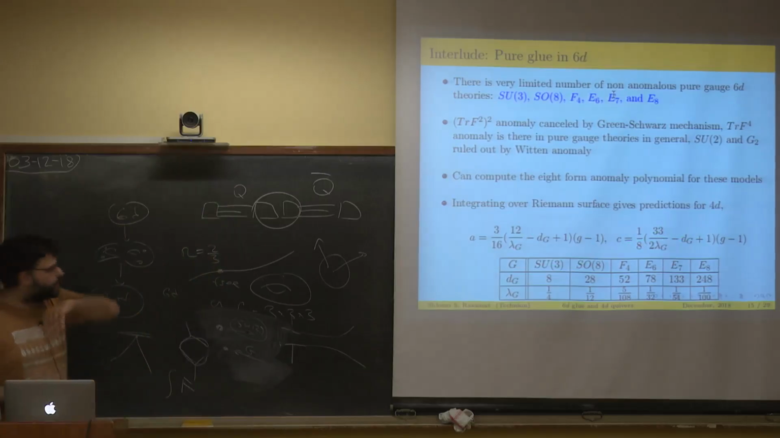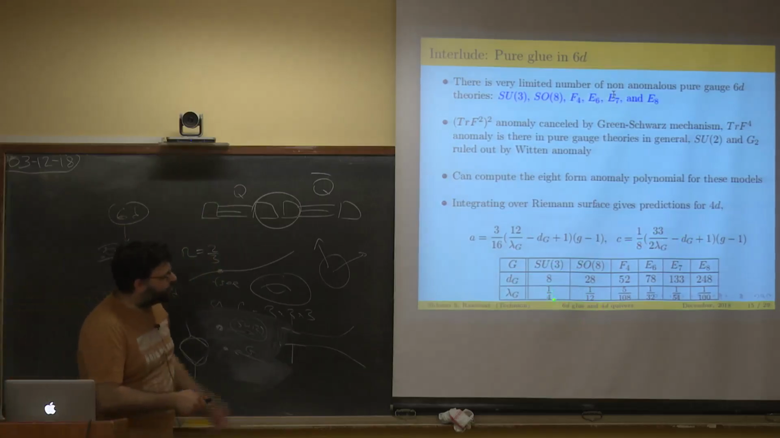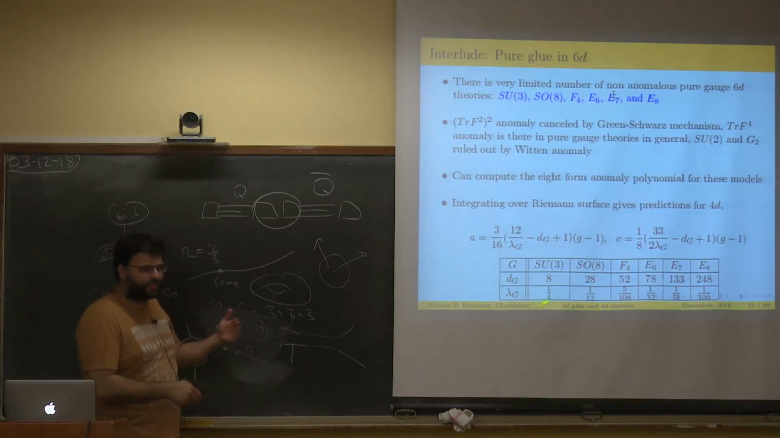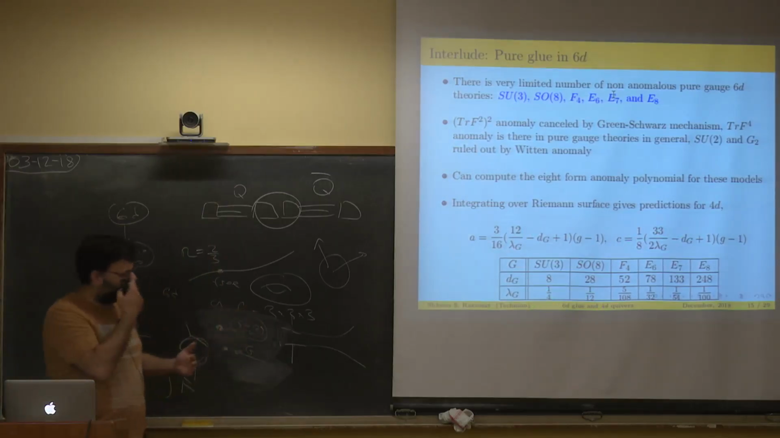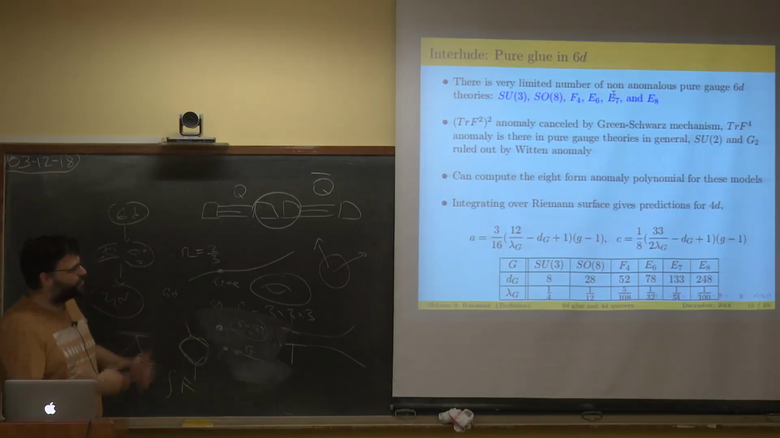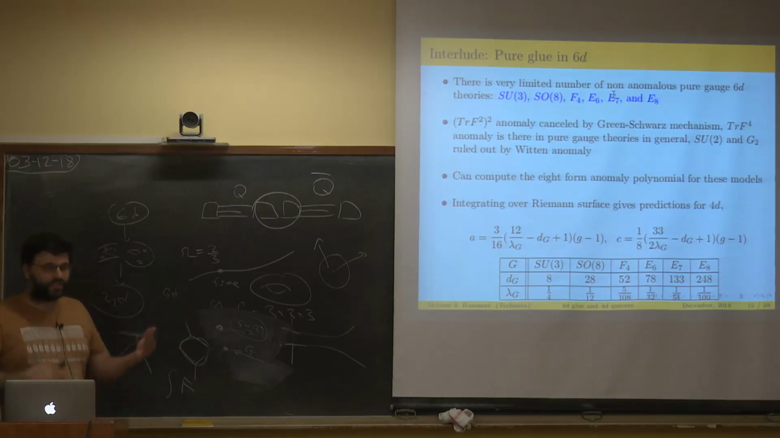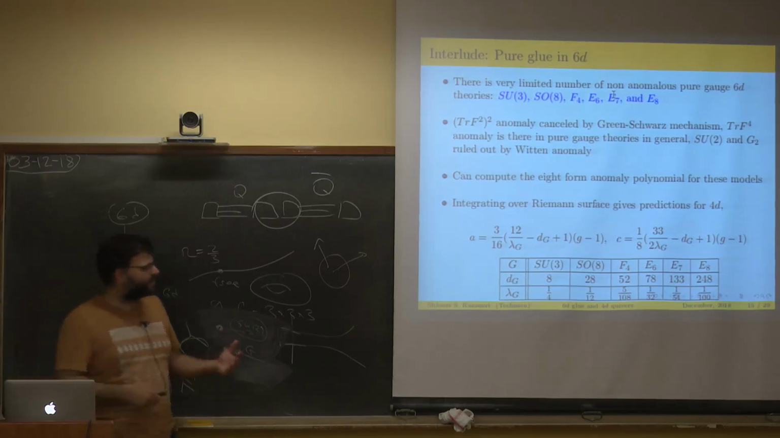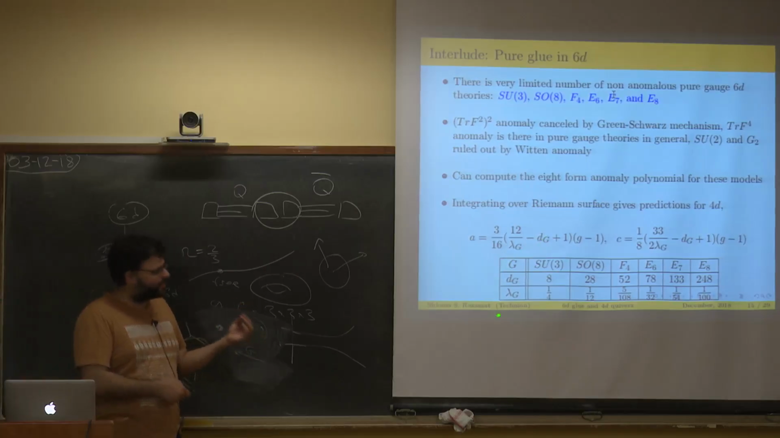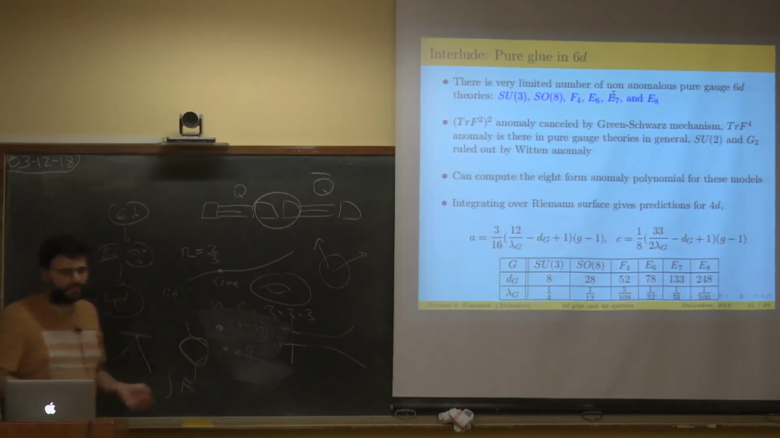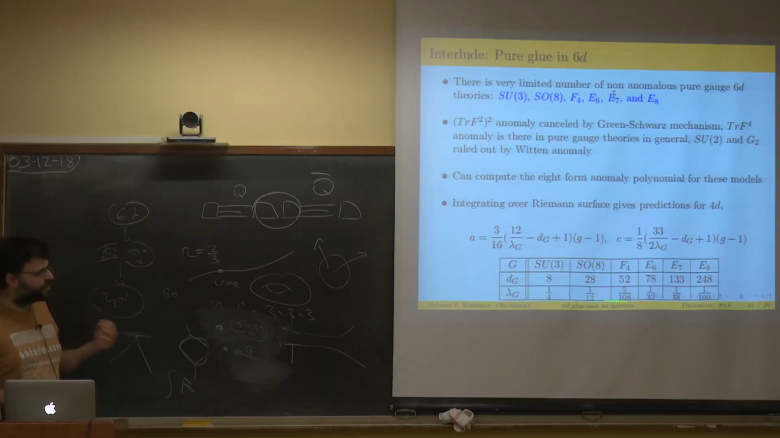What was lambda G? Lambda G is some group theoretical factor which enters. It basically tells you how trace F to the 4 is related to trace F squared, squared, in the adjoint representation. So there is some group theory that enters in this computation, and you get these numbers. Okay. So this is a rather straightforward computation to perform, and this is what you get. These are the anomalies that you get in 4 dimensions. Okay. So for all these cases, you have predictions of anomalies.